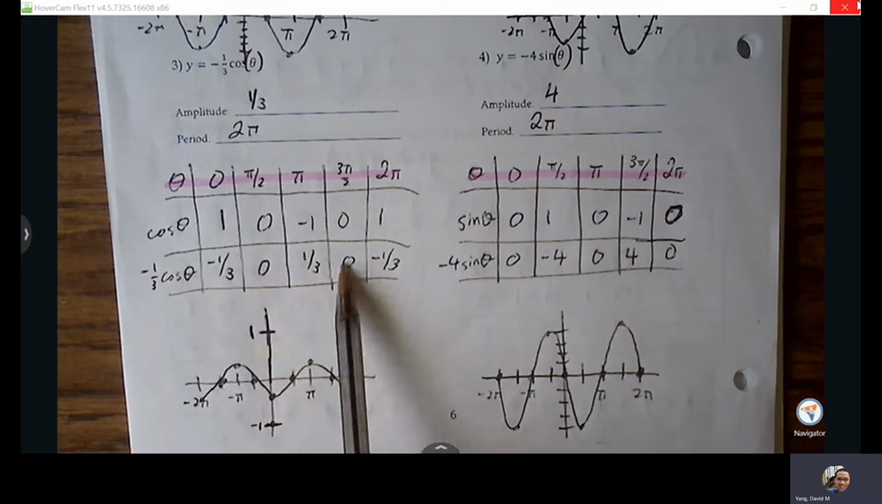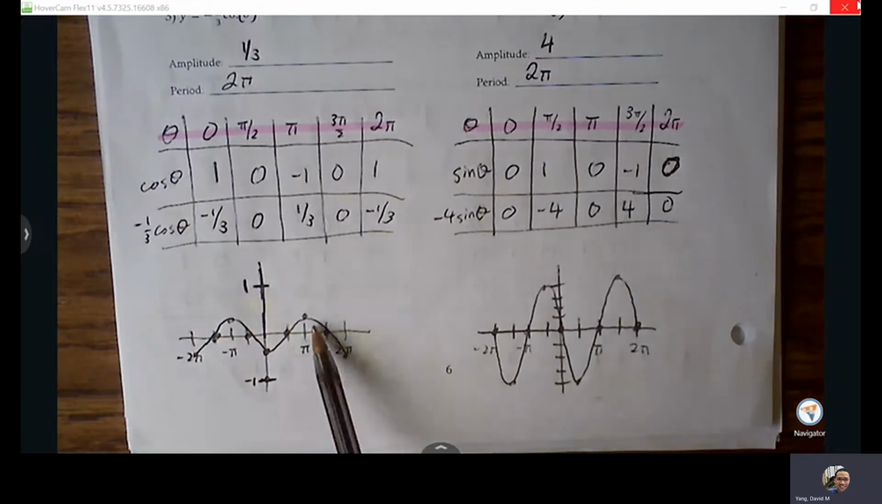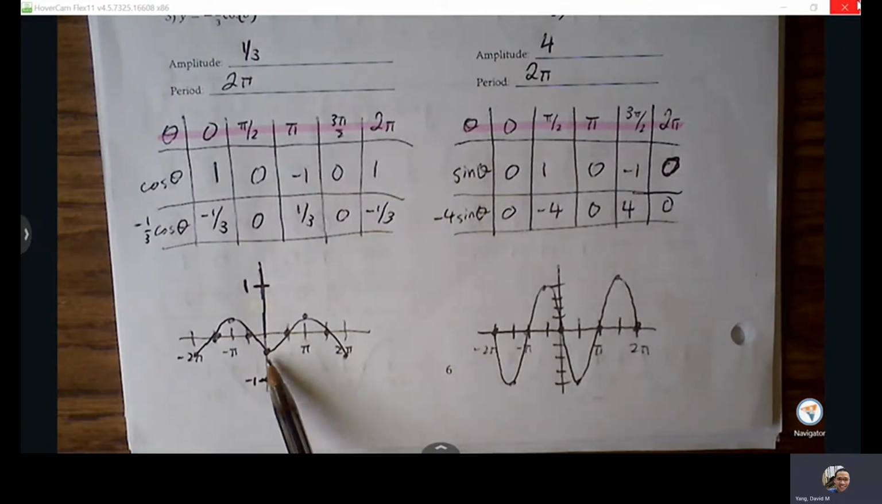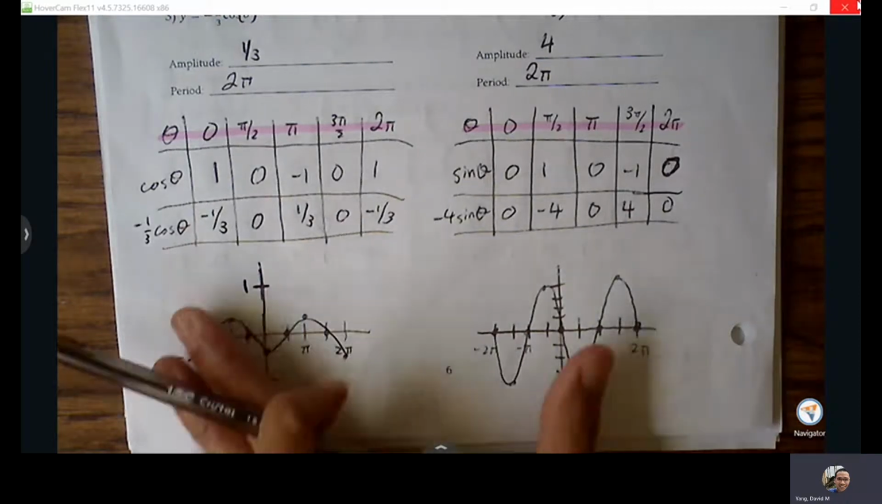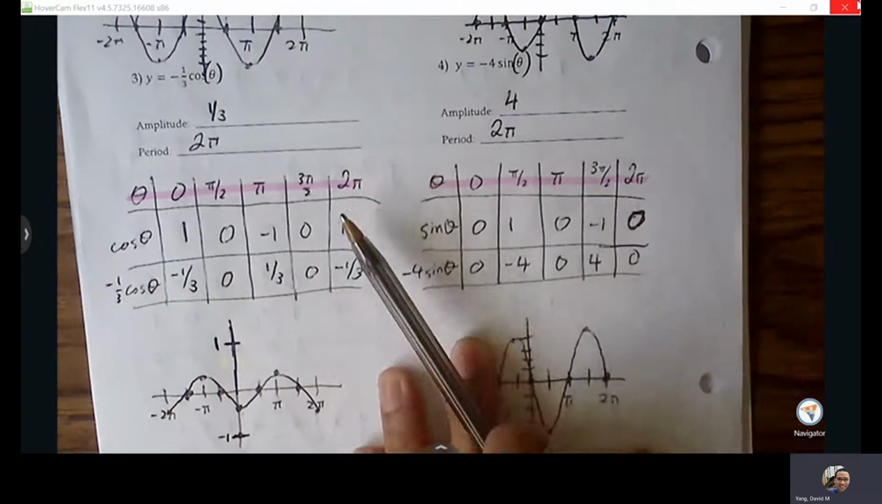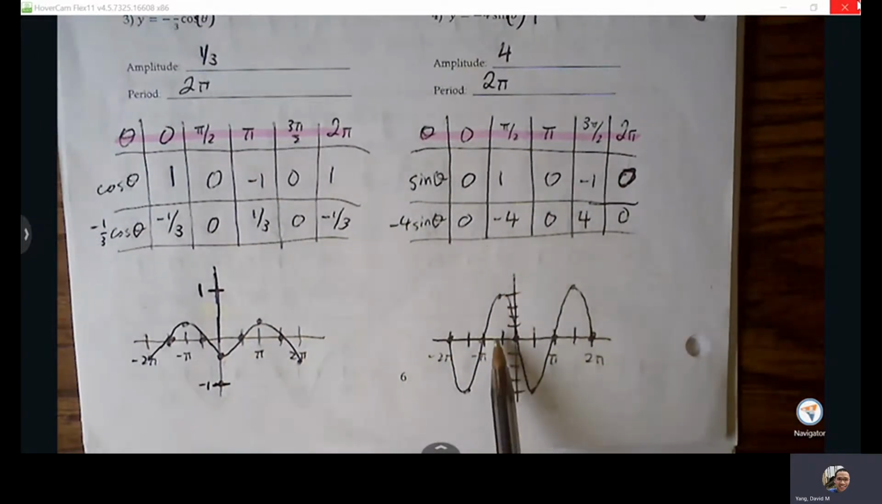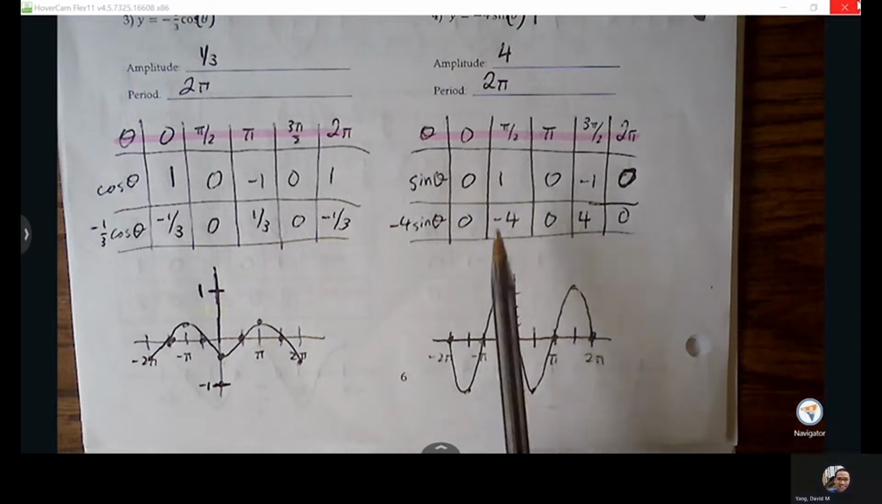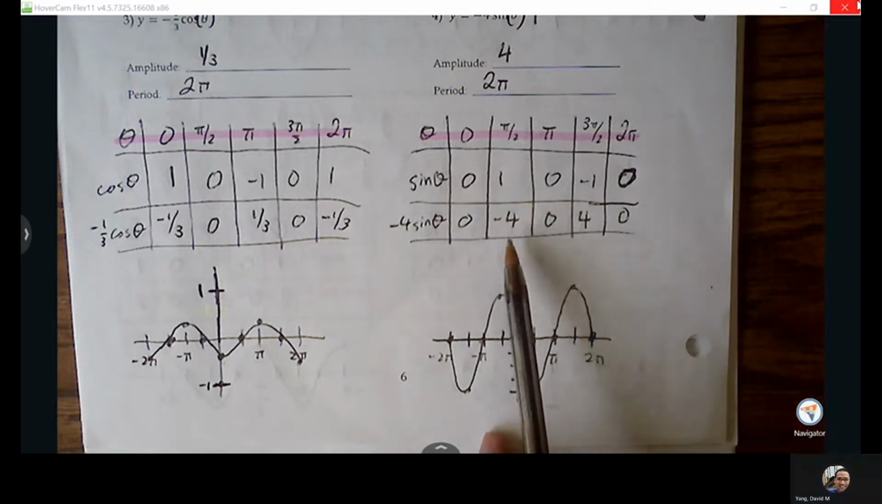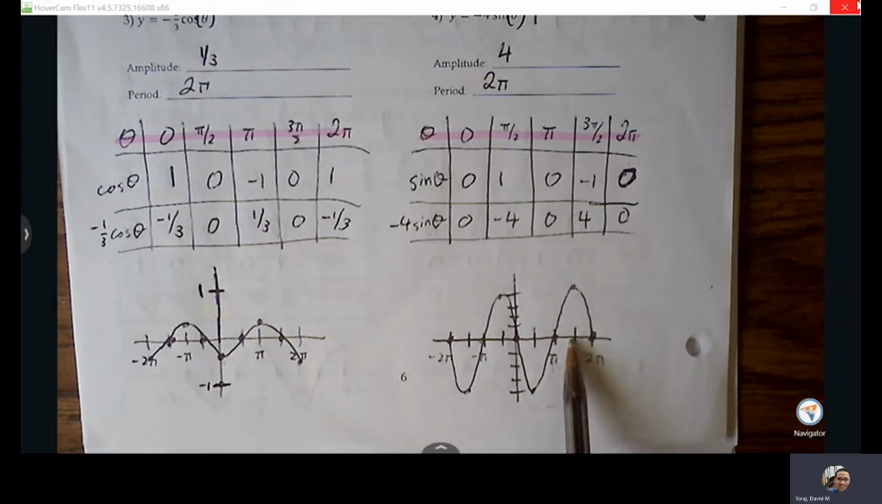So -1/3, 1/3, -1/3, which means that our graph looks a little bit different, right? Cosine, we're used to seeing it starting at the max and then making its way down, but everything is flipped. So now it's going to start at the minimum and then rise to the max. Okay. Same thing here with the sine function. Normally, we know the sine starts at 0, rises up to 1, but in this case, it's going to start at 0, go down to the minimum because of the reflection, and then rise up and then come back down to 0.